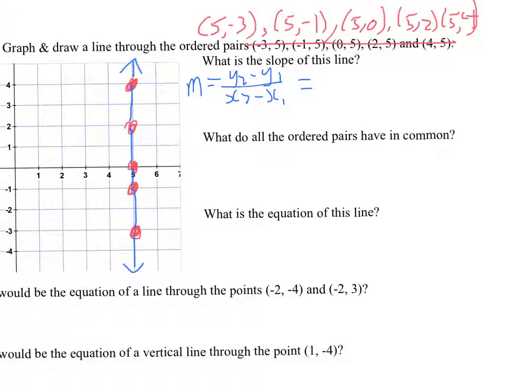So this time, if I pick the first 2 points, I'm going to get -1 take away -3 over 5 minus 5, which is going to cause 1 plus 3 to give me my 2 again at the top. But if you right now with your calculator typed in 2 divided by 0, you'll get undefined. It's an undetermined amount. So this is undefined. So, slope is undefined.